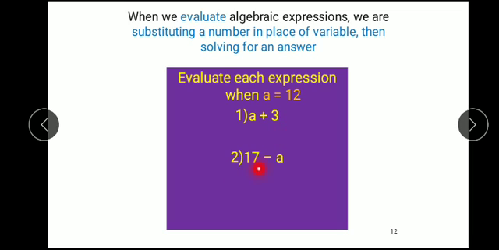Second question, 17 minus a. So 17 minus a means how much? 12. So 17 minus 12 is 5. So you can see here a plus 3 means 12 plus 3 is 15. Then 17 minus a means 17 minus 12, that is 5.